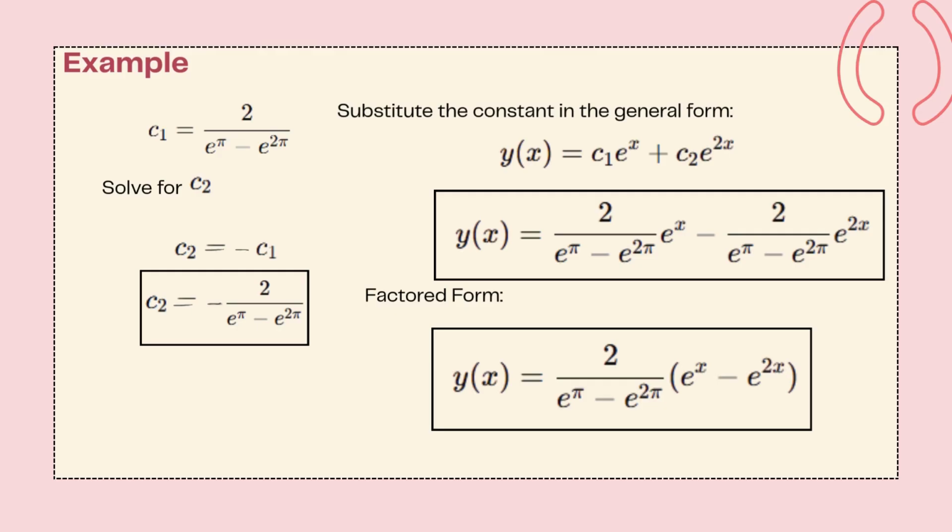We can still factor our general equation. Factor out 2 over e to the power of pi minus e to the power of 2 pi. So the final answer is y of x is equal to 2 over e to the power of pi minus e to the power of 2 pi times e to the power of x minus e to the power of 2x.